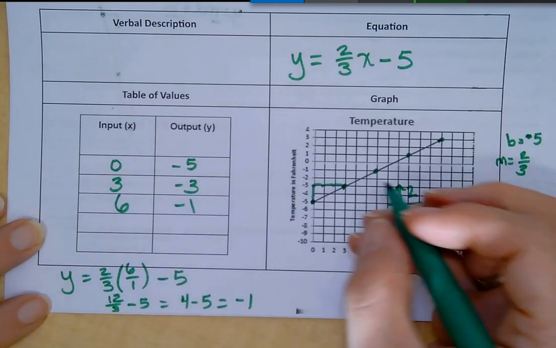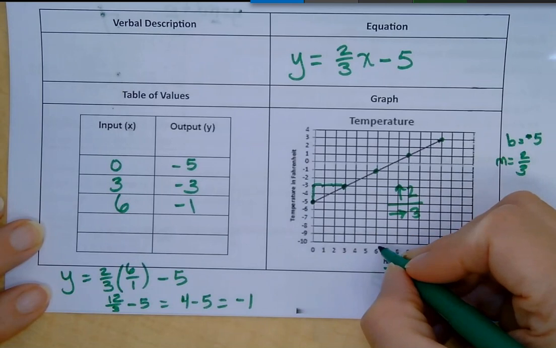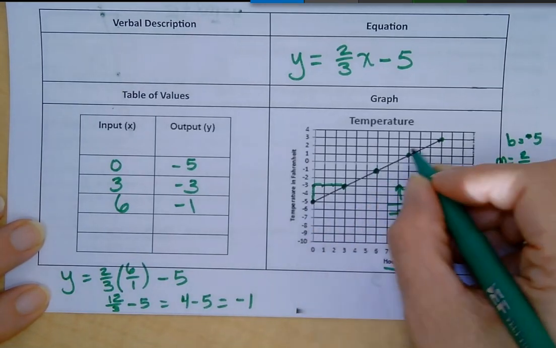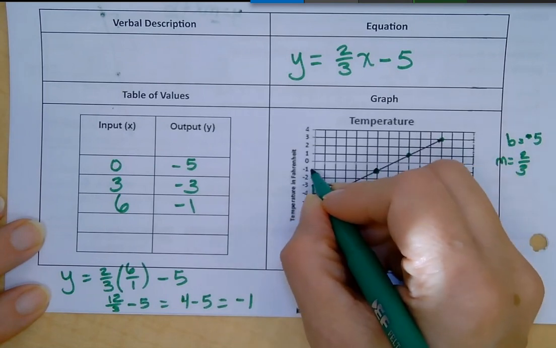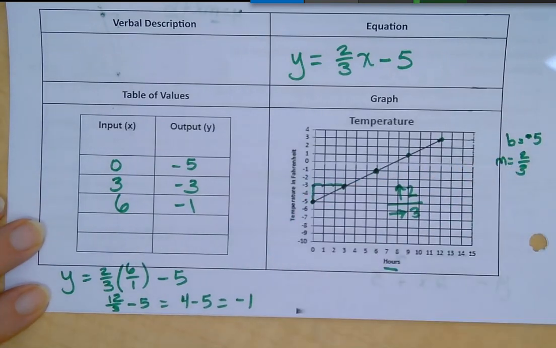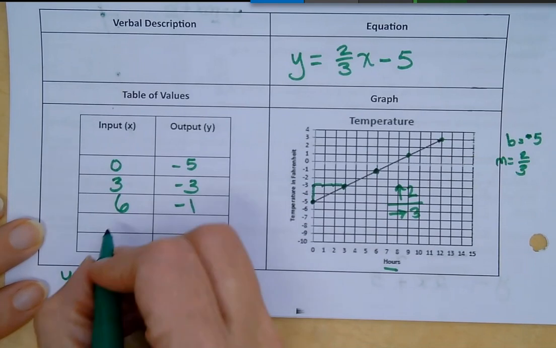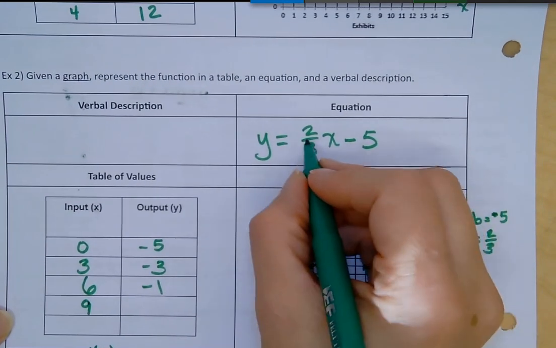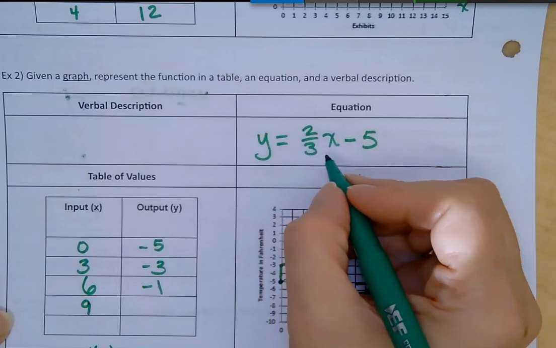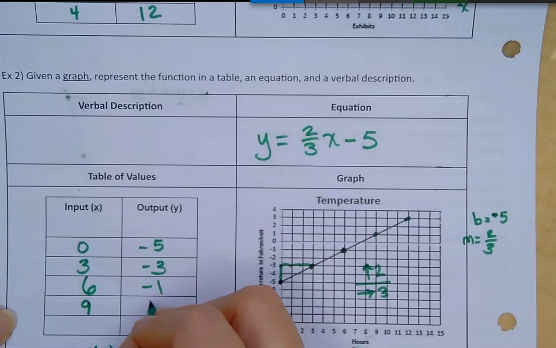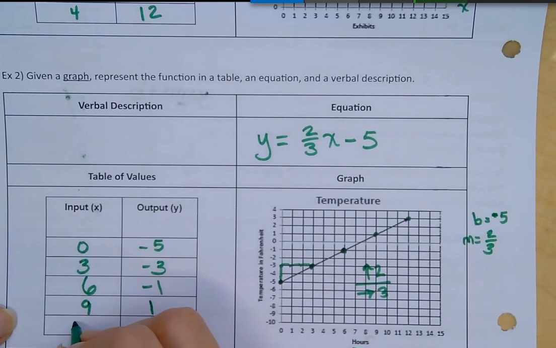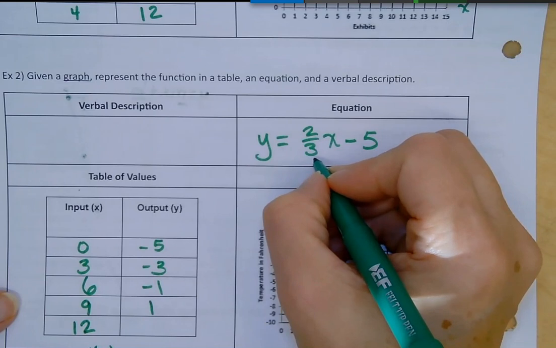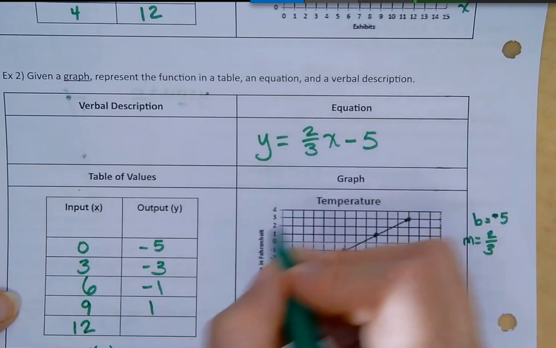If I did that right, then if I look here at my x value of 6 and see where I hit the graph, look at that. I hit it right at -1. That's what I was expecting. So if I plug in 9 into the original equation, 2/3 times 9 is 18/3, that's 6, and 6 minus 5 is 1. And then perhaps I'll choose 12. So 2 times 12 is 24. 24 divided by 3 is 8. And 8 minus 5 is 3.